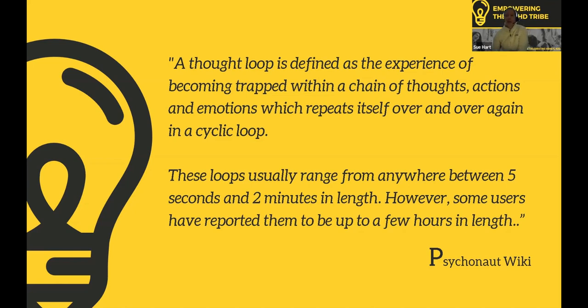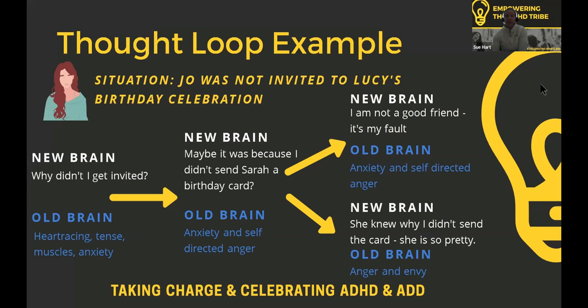Taking our time out. Time is short. So let's look at what we kind of do in a scenario. Social media now can trigger off a lot of thought loops. If someone writes something on social media, let's look at this situation. It's very common especially in young teenagers. They'll look on there and say Joe was not invited to Lucy's birthday celebration. So she goes onto Facebook. She sees that all her friends are there having a good time at this party.